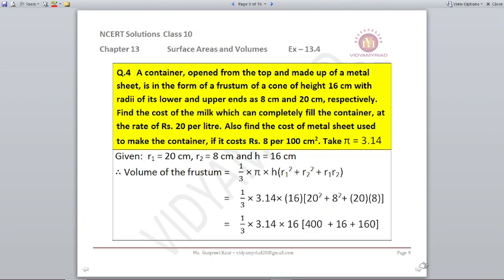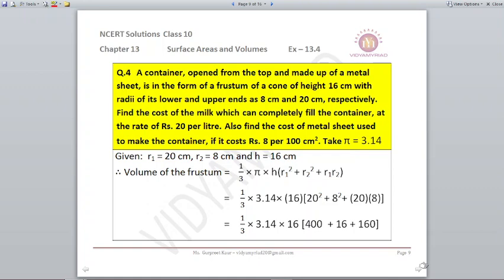Next, a container opened from the top and made up of a metal sheet is in the form of a frustum of a cone of height 16 centimeters with radii of its lower and upper ends as 8 centimeters and 20 centimeters respectively. Find the cost of the milk which can completely fill the container at the rate of rupees 20 per liter. Also, find the cost of the metal sheet used to make the container if its cost is rupees 8 per 100 centimeter square, and take pi as 3.14.